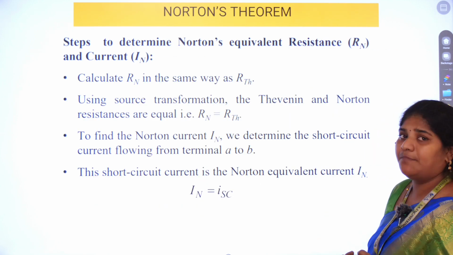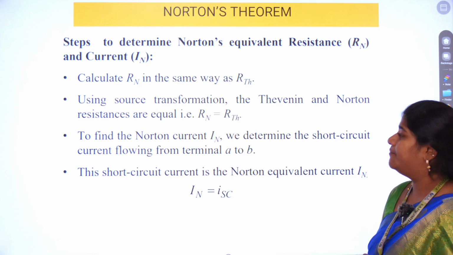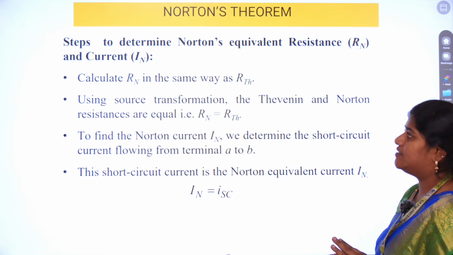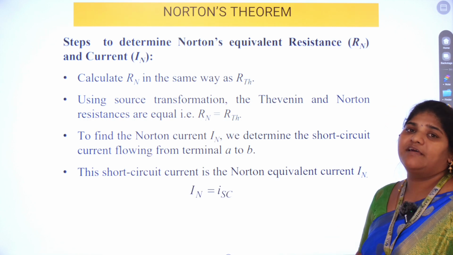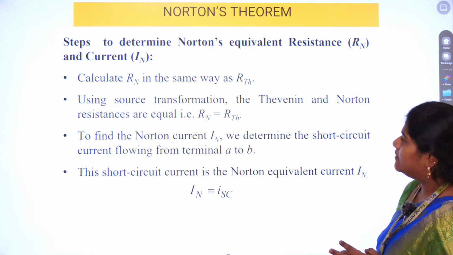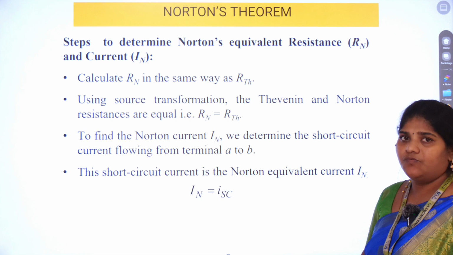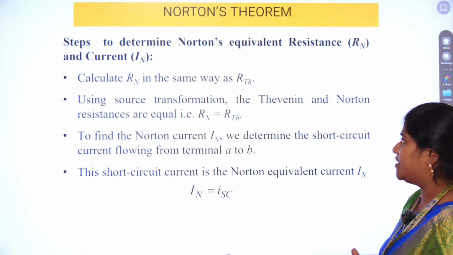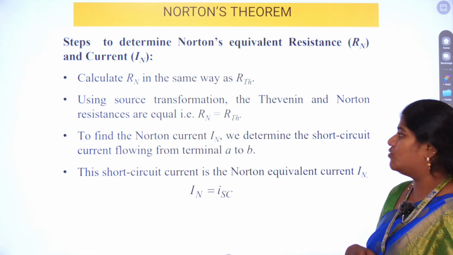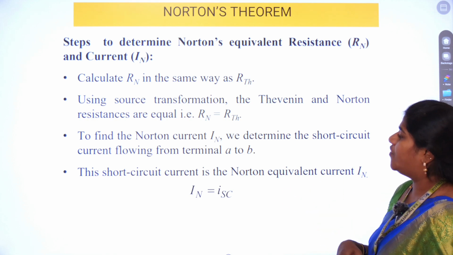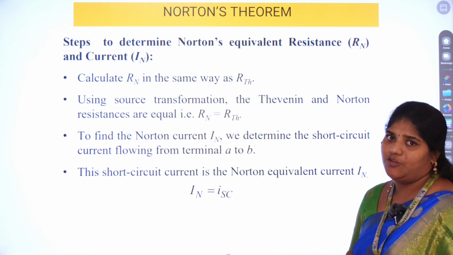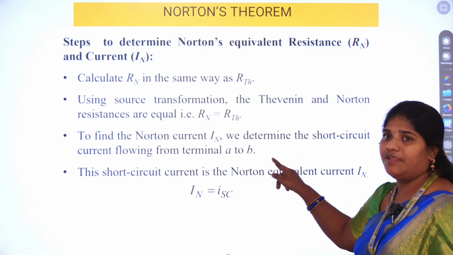And here are some of the steps to determine Norton's equivalent resistance Rn. Calculate Rn in the same way as RTH. There is not much difference. This is the same procedure we have adopted in finding Thevenin's equivalent resistance RTH, and the same has to be followed here also. The techniques we use for reducing the series-parallel combination, you can go for source transformation, as Thevenin and Norton resistance are equal, right? To find the Norton current, we determine the short circuit current flowing from terminal A to B. This point has to be noted very clearly.